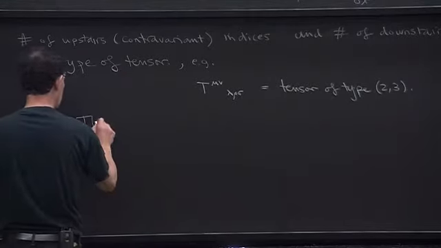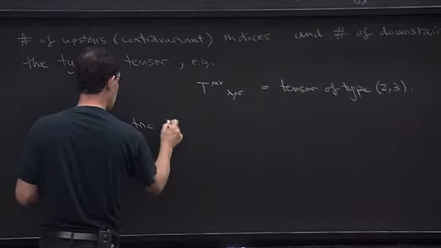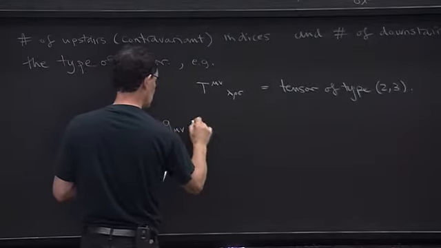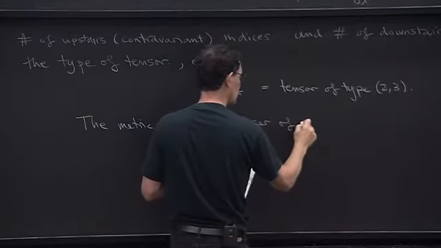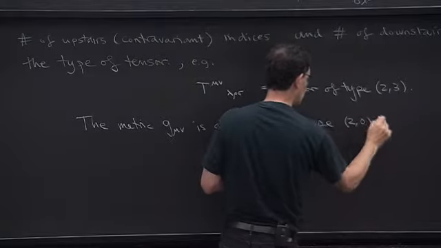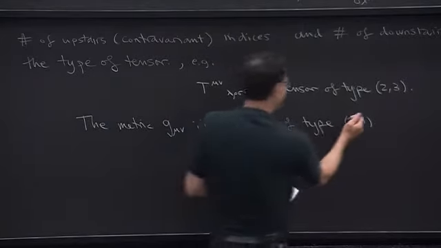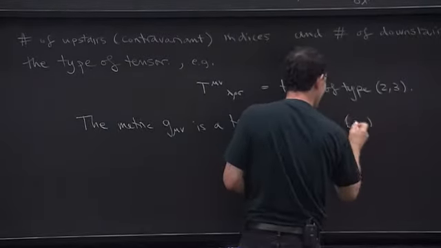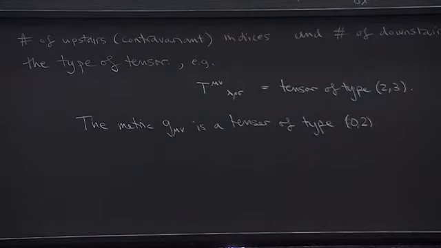So the metric, what kind of tensor is the metric? Sorry, 0, 2. And the inverse metric is 2, 0.